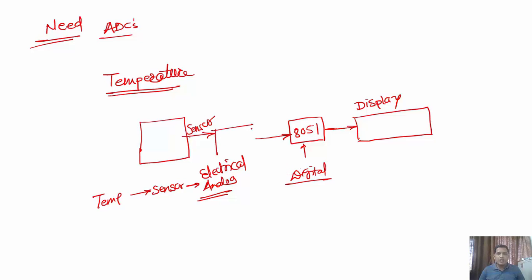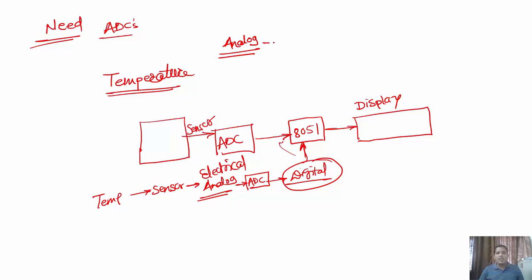So what are we going to do? We are going to make use of this analog to digital converter. These analog signals are given to the ADC, and now they are converted into digital format, and now this signal is given as input to the 8051 microcontroller. Then as per the requirement, the microcontroller is going to process that input digital data and display it on the display. So in short, the analog quantities which are present in nature are read with the help of sensors.